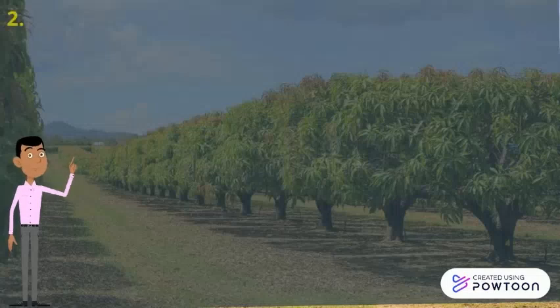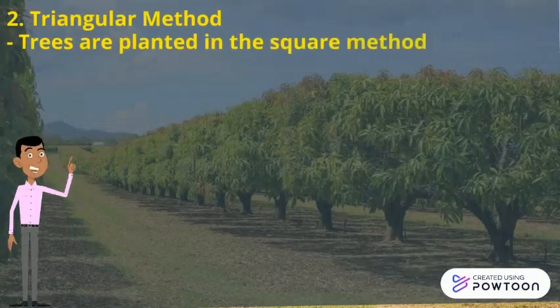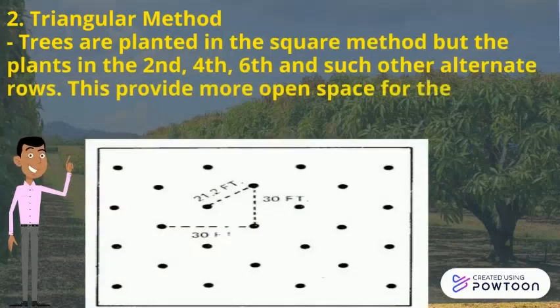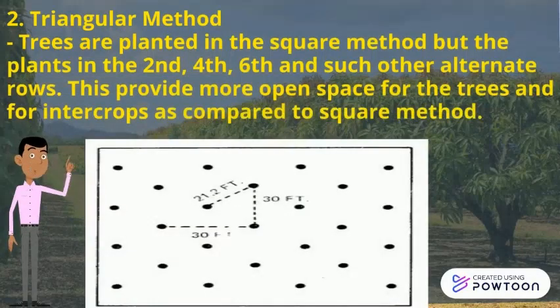Number 2. Triangular method. Trees are planted in the square method, but the plants in the 2nd, 4th, and 6th and such other alternate rows are shifted. This provides more open space for the trees and for intercrops as compared to the square method.